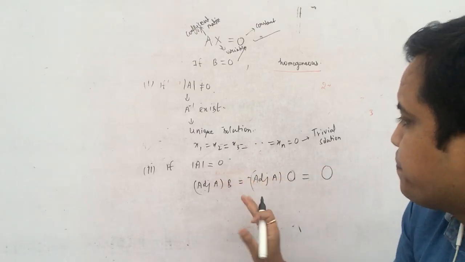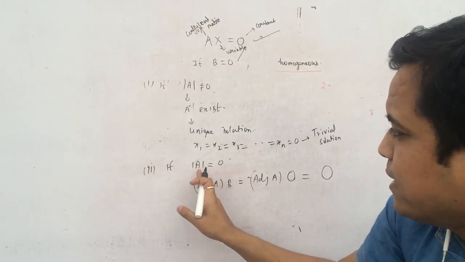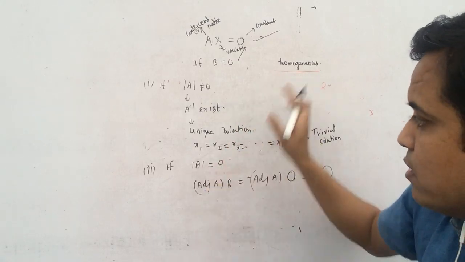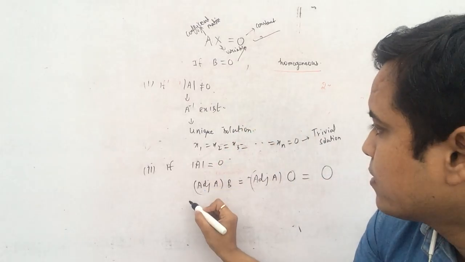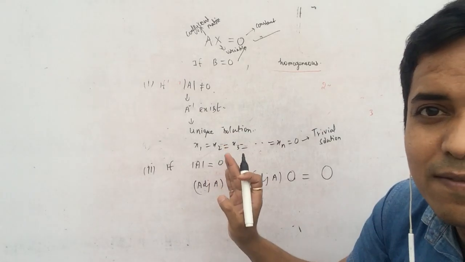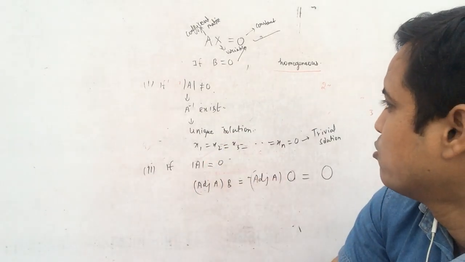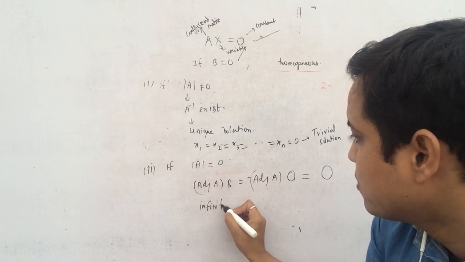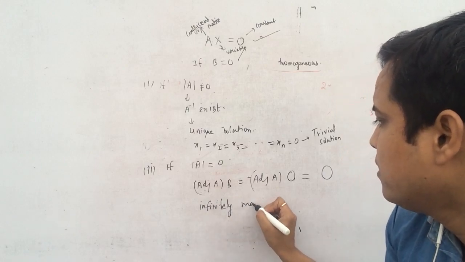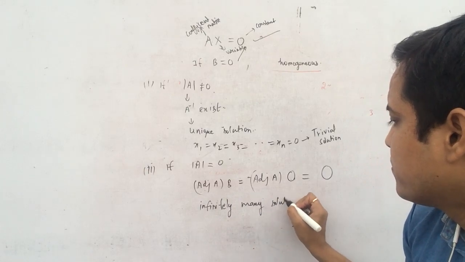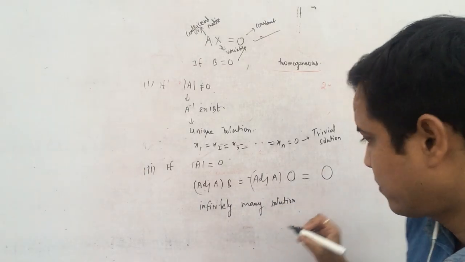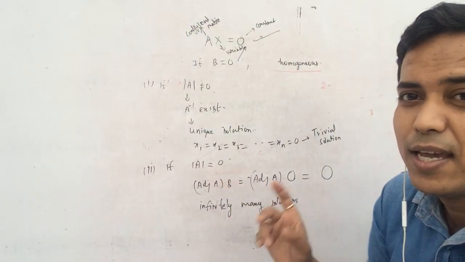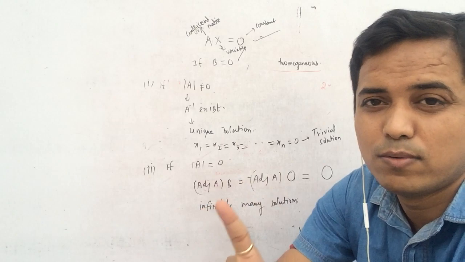So in this case, if you find the determinant of A equal to 0, the system of linear equations is homogeneous, and then the system will have infinitely many solutions. So it is consistent with infinitely many solutions. Again, how would you solve if you find infinitely many solutions? In this way, you have to put z equal to k.